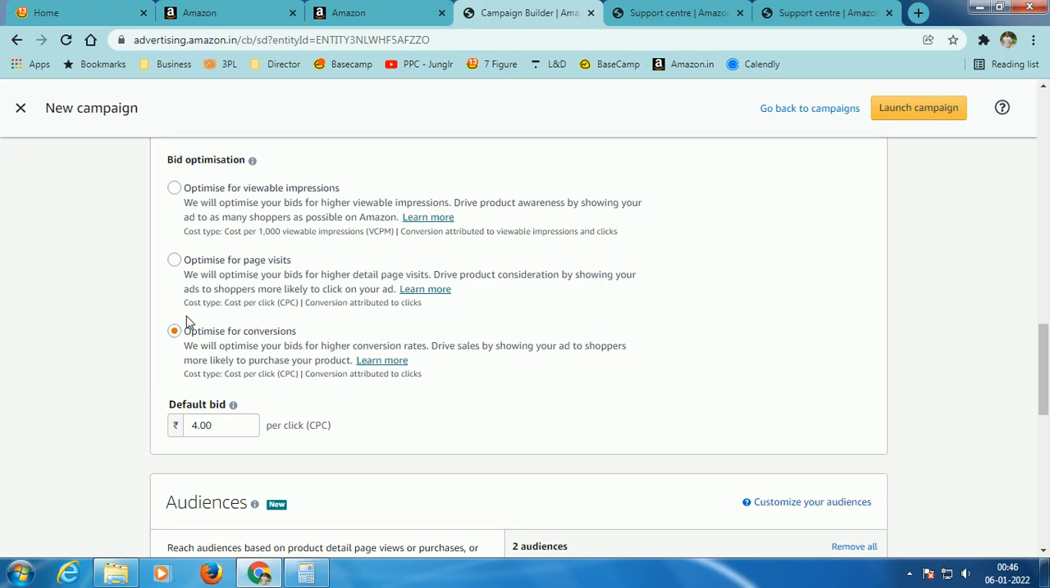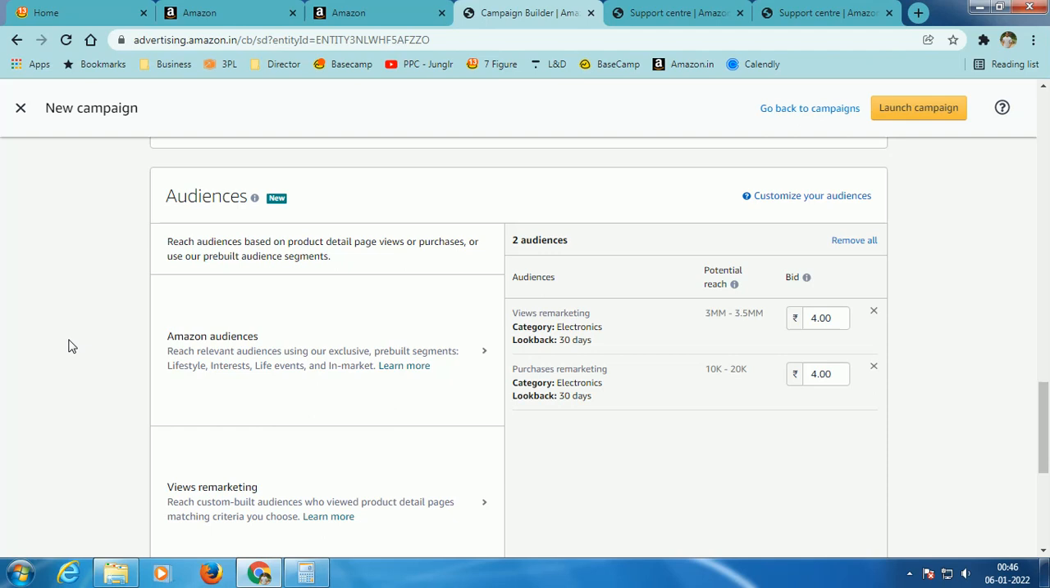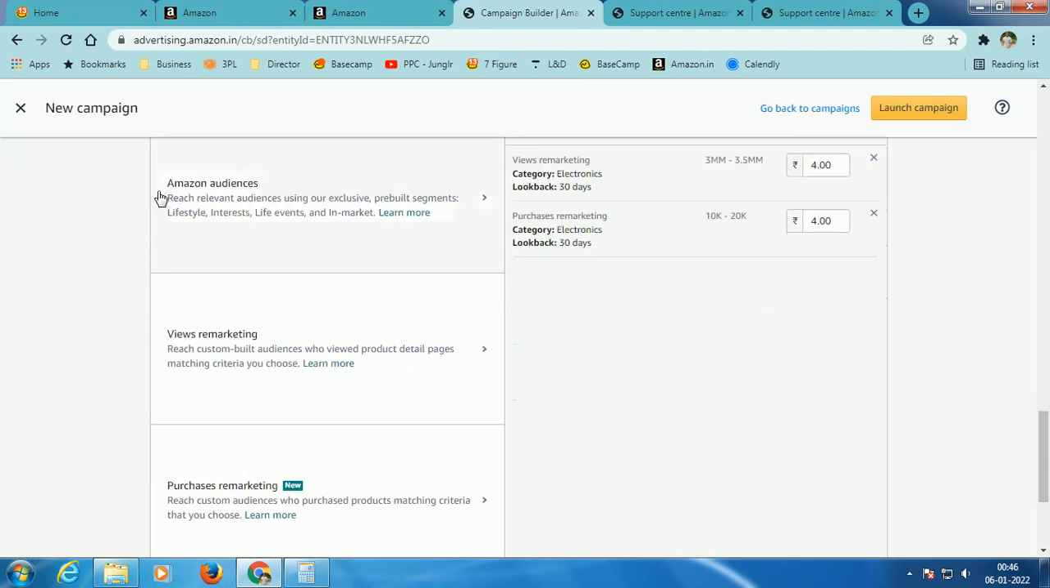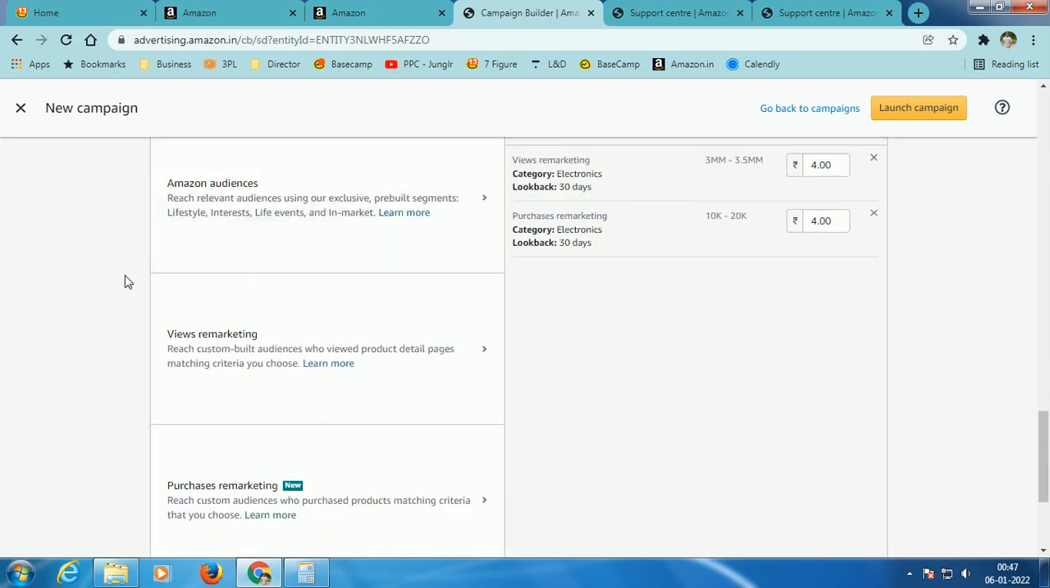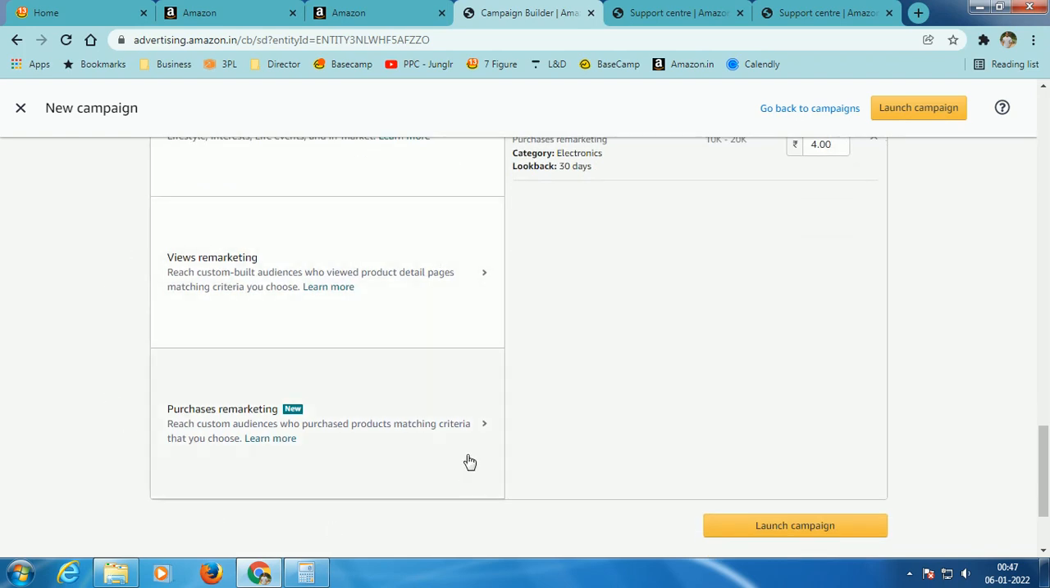And now here is the story. When you come to audiences, you have three sections here. One is Amazon audiences, the other is views remarketing, and the third is purchases remarketing. In today's session, let's ignore Amazon audiences and look into views remarketing and purchases remarketing. See guys, these two sections are really important. If you want to assess the demand in a particular niche or department, instead of relying upon software tools or Jungle Scout, ignore that. Just focus on the data that is available on Amazon.